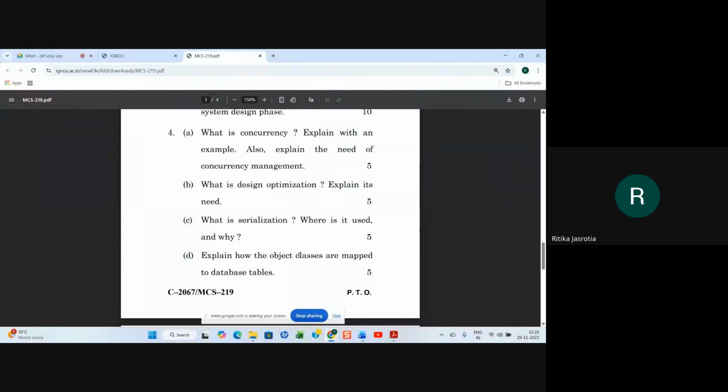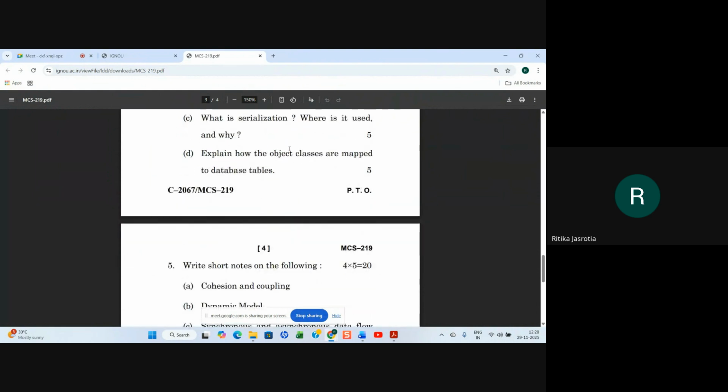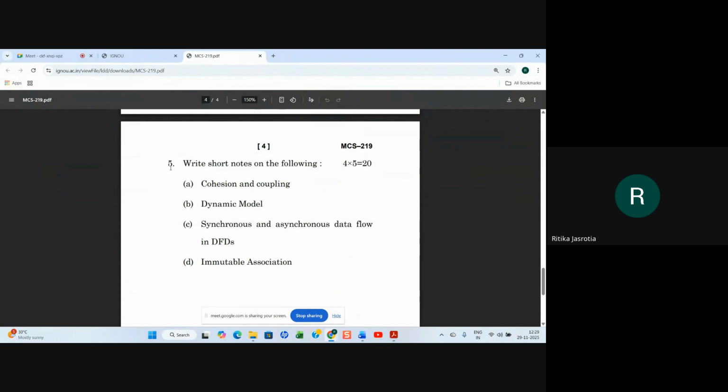Explain how the object classes are mapped to database tables. So again, the same question is asked: how object classes are mapped to database tables. You will take tables and show the association between them, one to many or one to one. So you will show how those classes are mapped to database tables. Then write short notes on the following: cohesion and coupling.